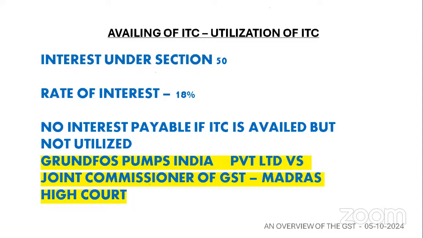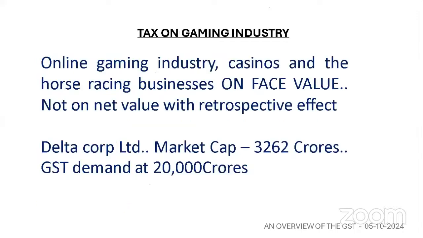Then if ITC is wrongly availed, the interest is payable under Section 50. The rate of interest is 18%, 1.5% per month. The market rate of interest will be 8, 9, 10%, whereas the government is charging 18%. No interest is payable if ITC is availed but not utilized. I have taken ITC to my credit ledger, but I have not transferred it to my liability ledger. Then the interest is not leviable, as decided by the Madras High Court in one of the cases.